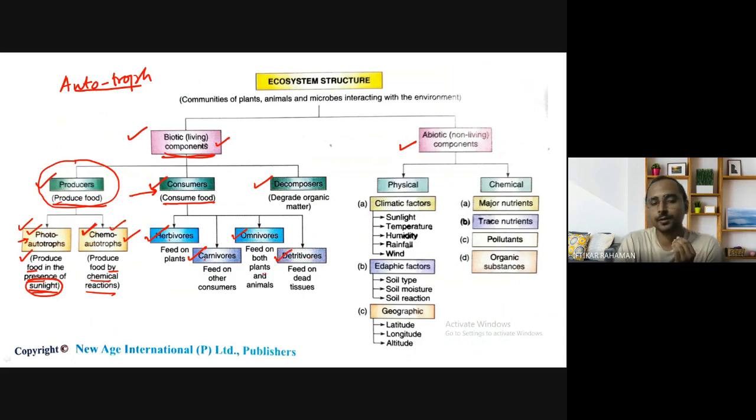প্রথম ক্যাটাগরি herbivores. The herbivores feed on plants. এরা শুধুমাত্র প্ল্যান্ট খেয়ে বেঁচে থাকে এবং এরা প্ল্যান্ট খেতেই পছন্দ করে. Plant is the only food for these herbivores. Second, carnivores. Carnivores feed on other consumers.